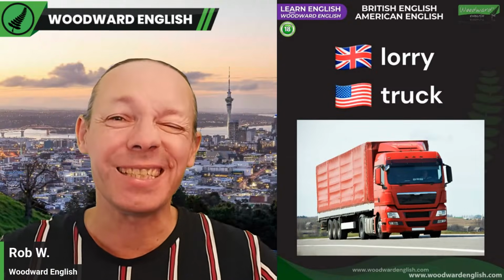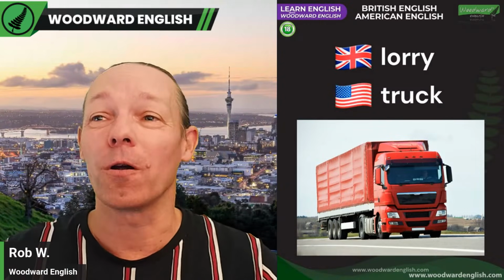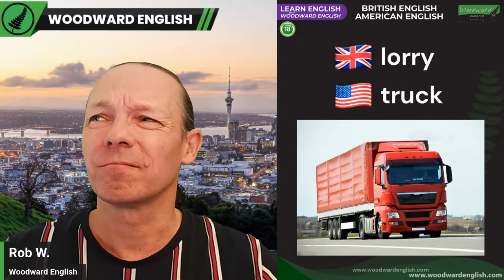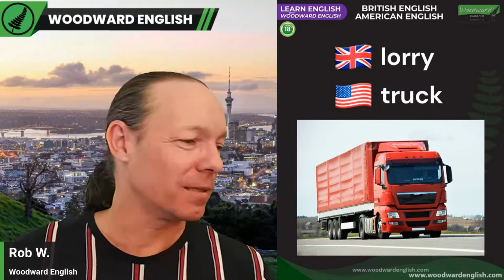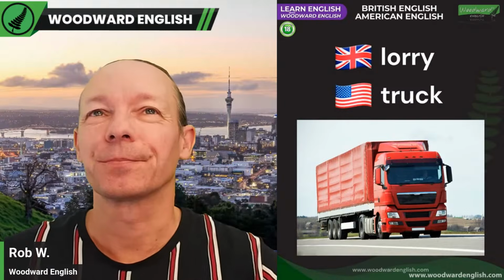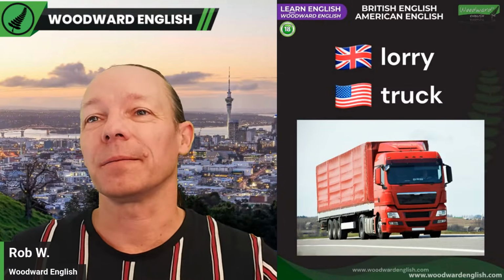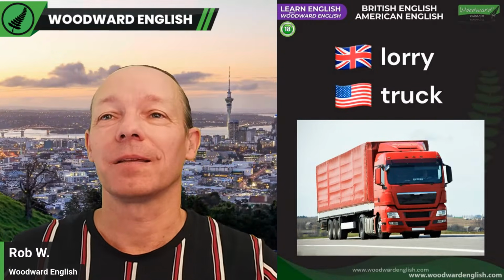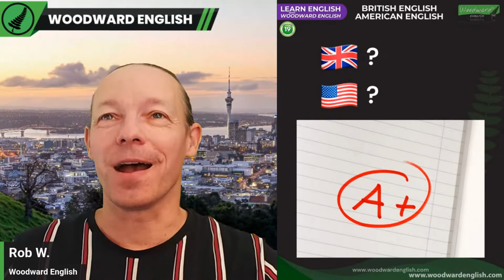Here in New Zealand, we use truck more. Lorry is more used in England and the UK. So it is a truck or a lorry. Here in New Zealand, it's a truck. Next one, number 19.